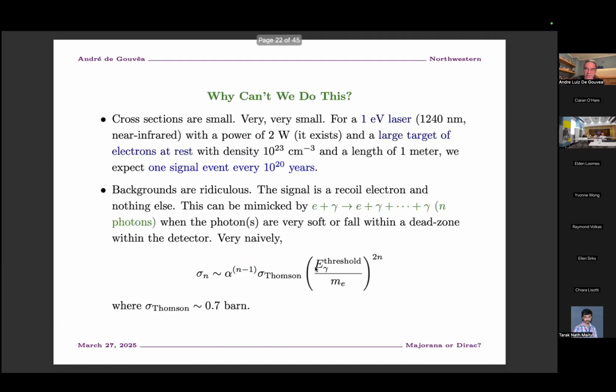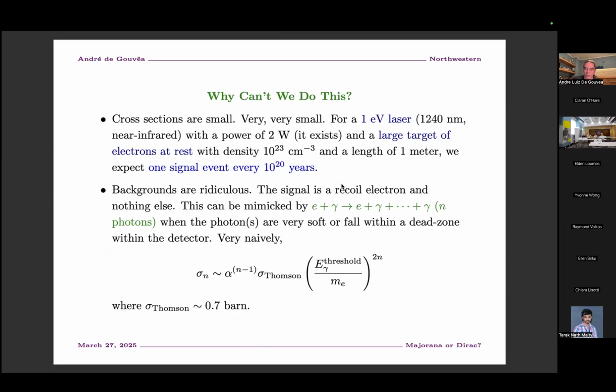And those units tell you that if you try to do this experiment with the baddest possible laser you can come up with and a gigantic electron target, you would get one event every age of the universe or so, which is bad. So it's not a good experiment for you to try to do. If you were very clever and you could come up with a target that's the size of the moon, for example, it would still not work because you have to worry about backgrounds.